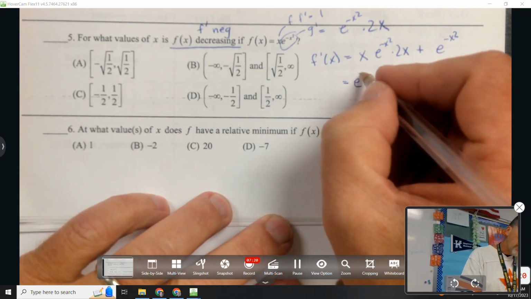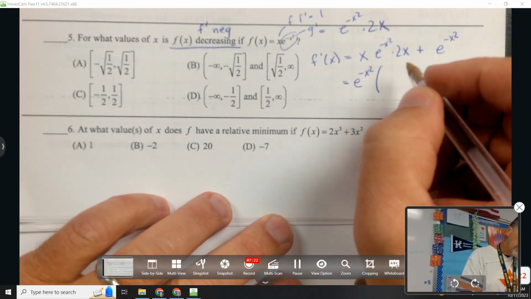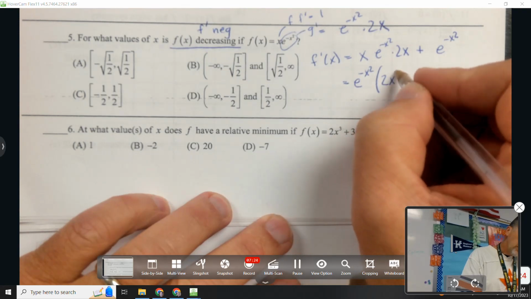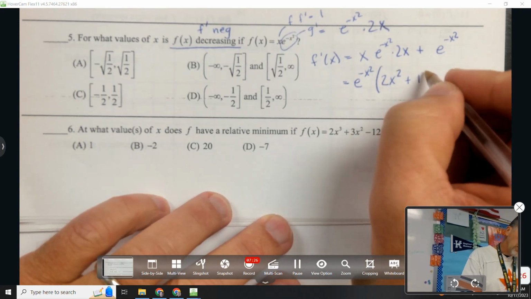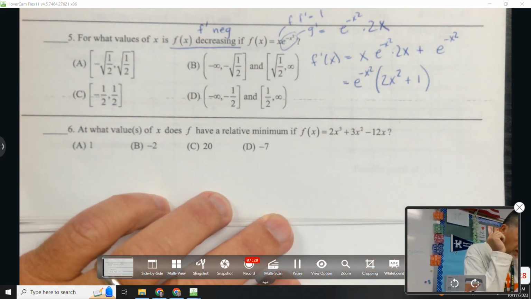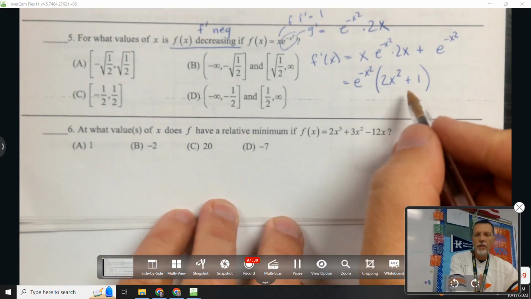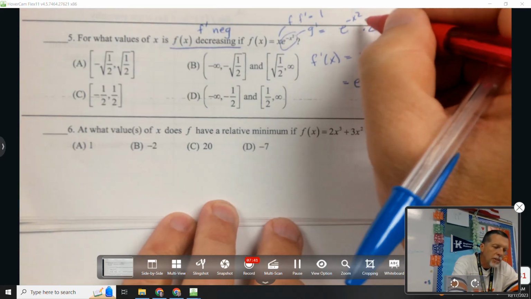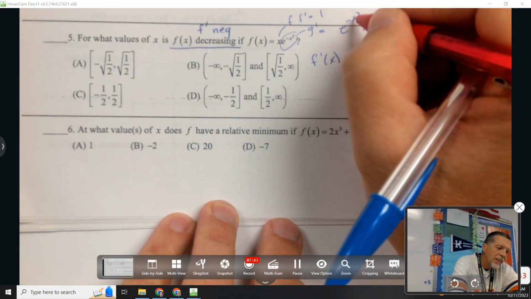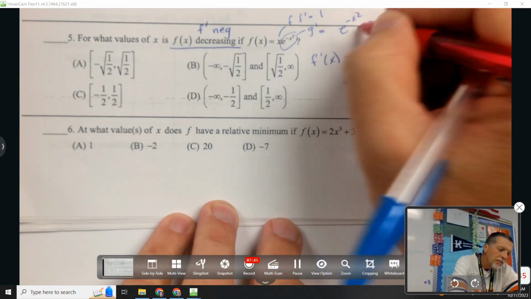So I can factor out e to the negative x squared. That leaves 2x squared plus 1, which makes me think I did something wrong. I did do something wrong. I knew it was wrong because this is never going to be 0, so that would be a problem. When I took the derivative of negative x squared, it should be negative 2x.